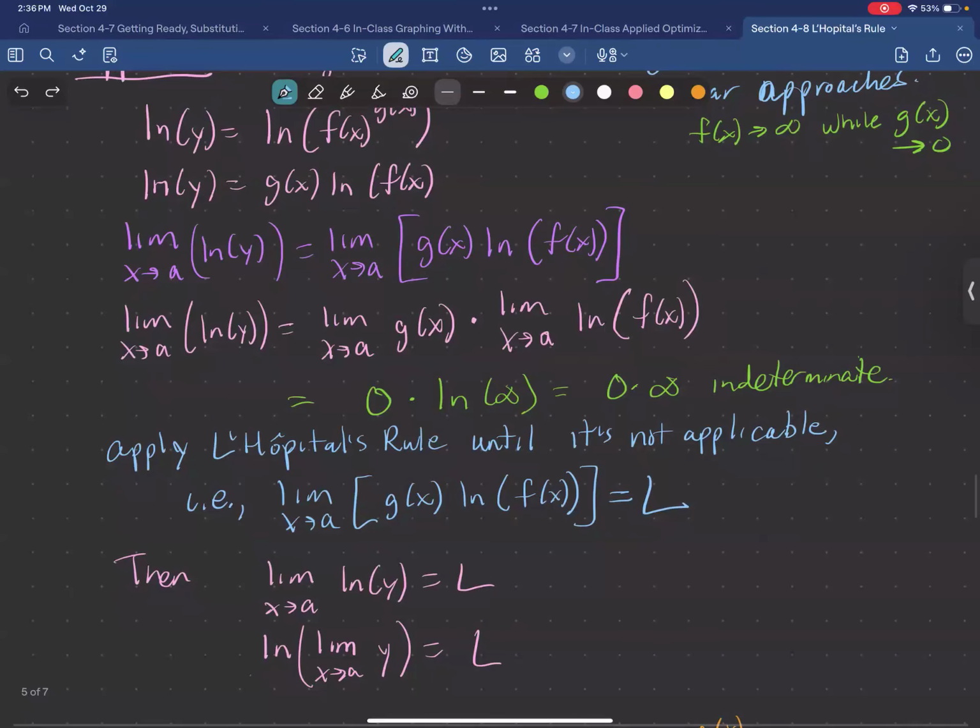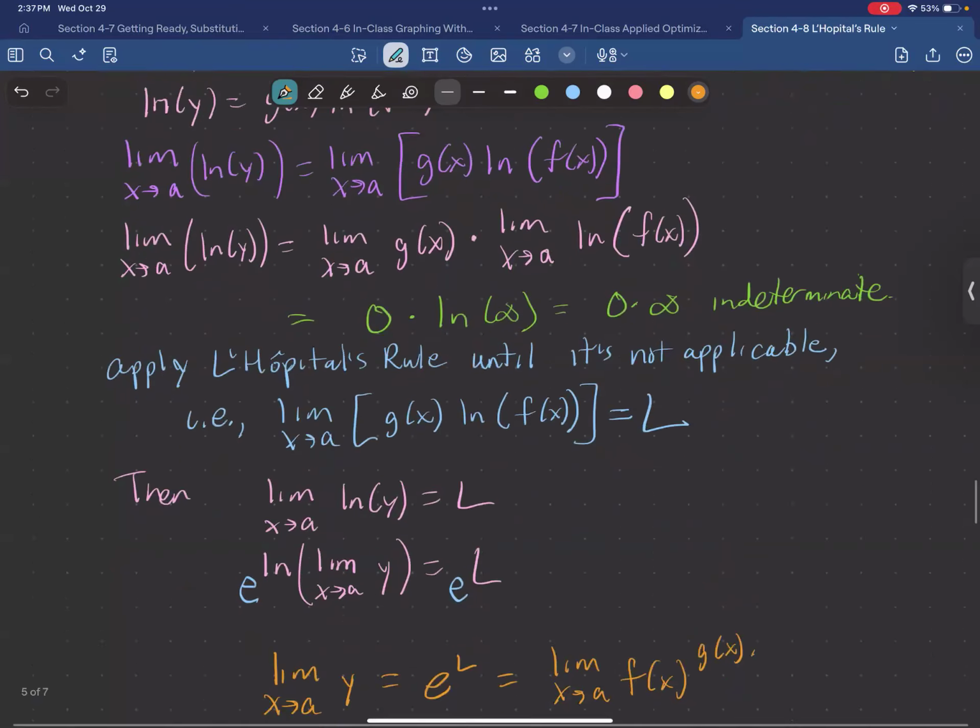And what we do here is to get rid of the natural log. We did this before when we did logarithmic stuff. We raise each side to be an exponent of e. e to the ln of x is just x, which means e to the ln of the limit as x goes to a of y just gives me the limit as x goes to a of y.